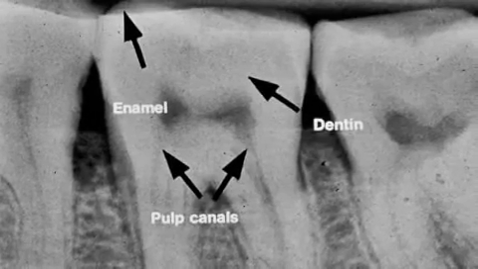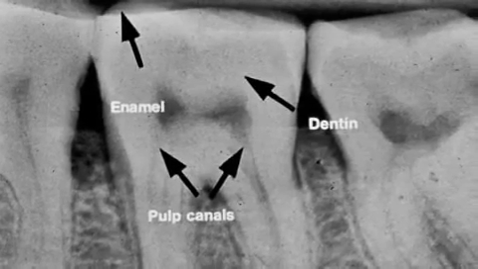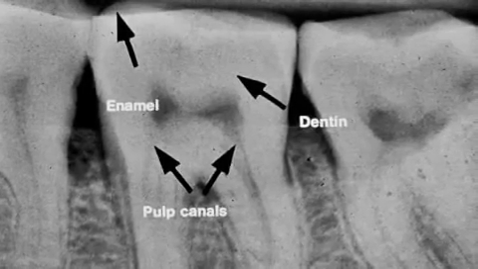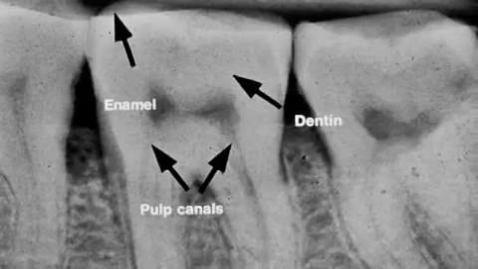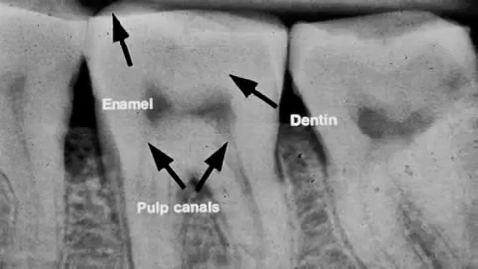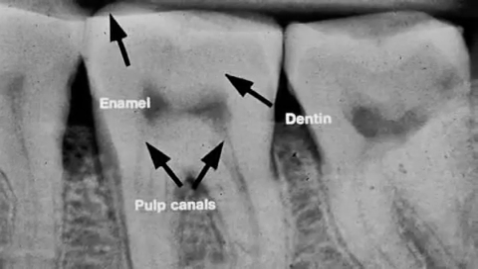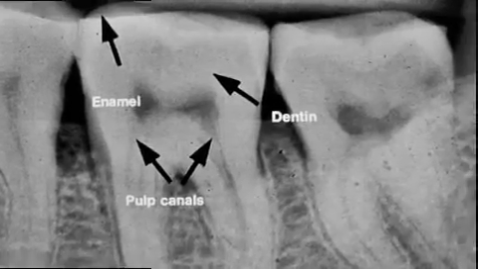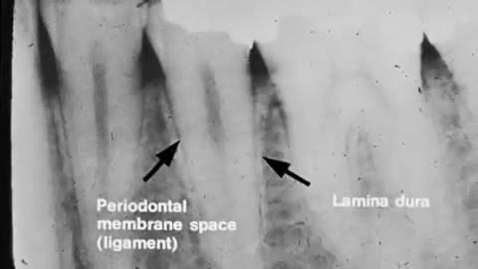The dentin makes up the majority of the tooth. It is radiopaque. The pulp is radiolucent and is the dark area in the center of the tooth and down into the roots. As people age, the pulp does become calcified and more opaque.